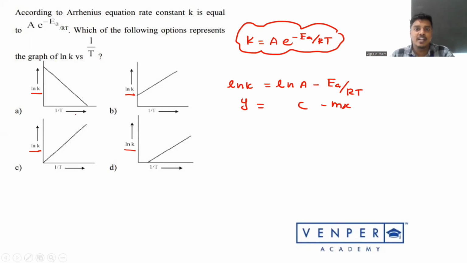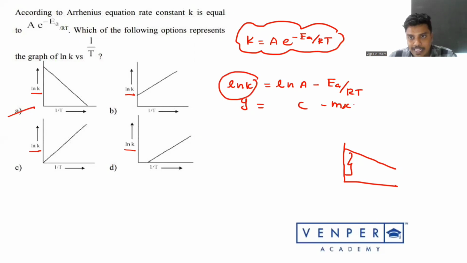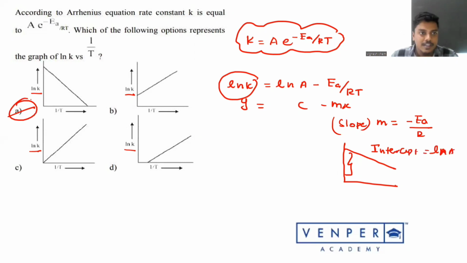How is A correct? Now see, y is equal to mx plus c. Therefore, a decreasing graph. This graph is possible. This is a decreasing graph, and this is the intercept. Therefore, option A. Now in this question, ln K is y and 1 by T is x. What is the slope? Minus Ea by R. This is the slope, please note. Now, what is the intercept? Nothing but ln A. Therefore, option A is correct for this question.